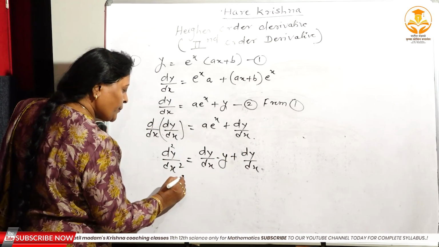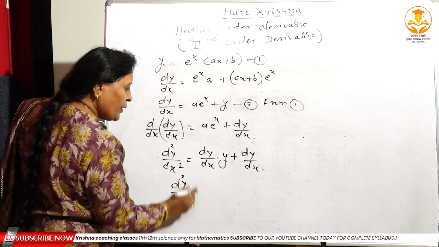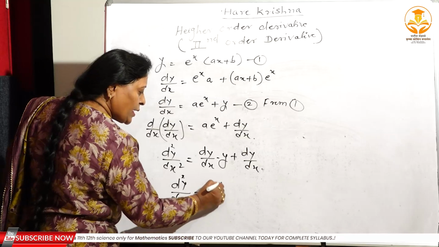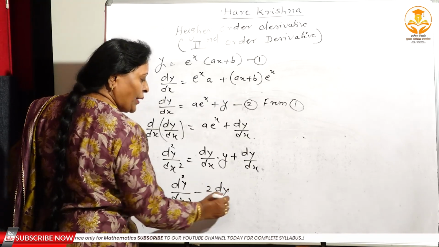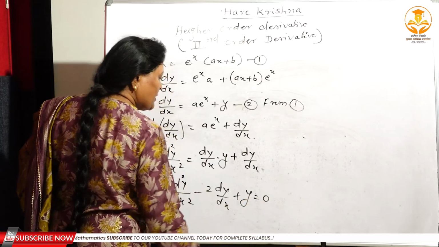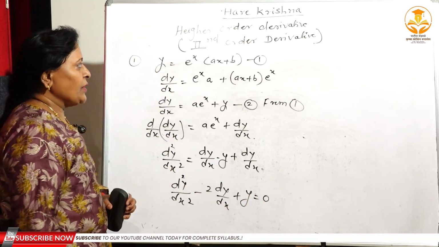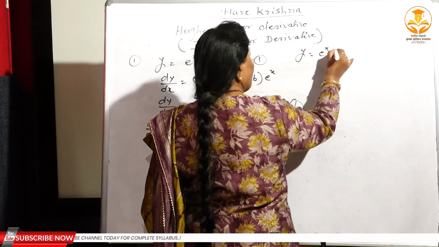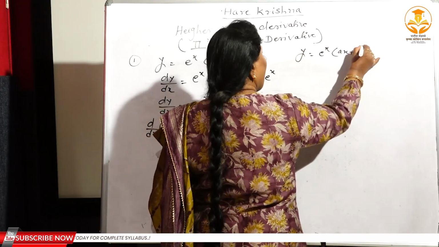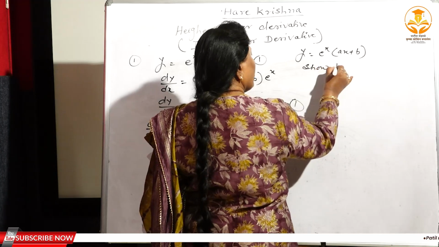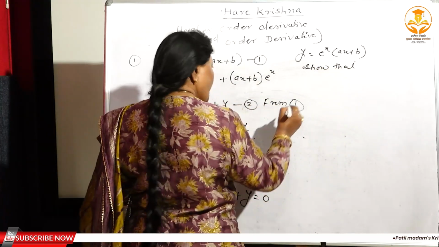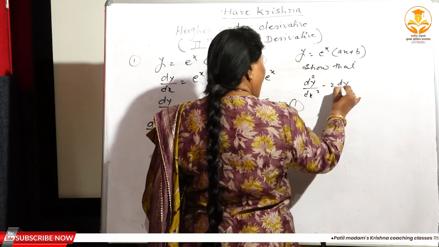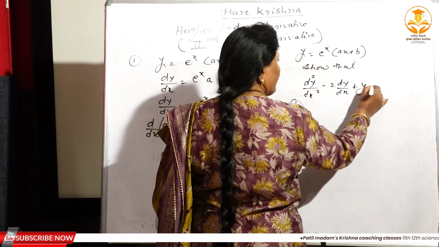Therefore d2y divided by dx square is dy by dx plus dy by dx, that is 2 dy by dx. Transfer this, you will get d2y by dx square minus 2 dy by dx plus y equal to 0. And this is a differential equation, and they have given the problem like this: y is equal to e raised to ax plus b, and show that d2y divided by dx square minus 2 dy by dx plus y is equal to 0.